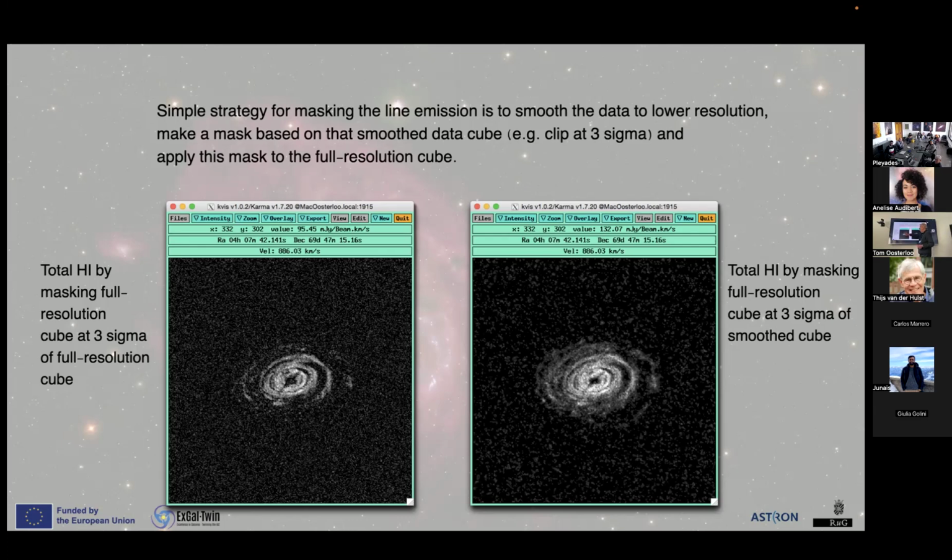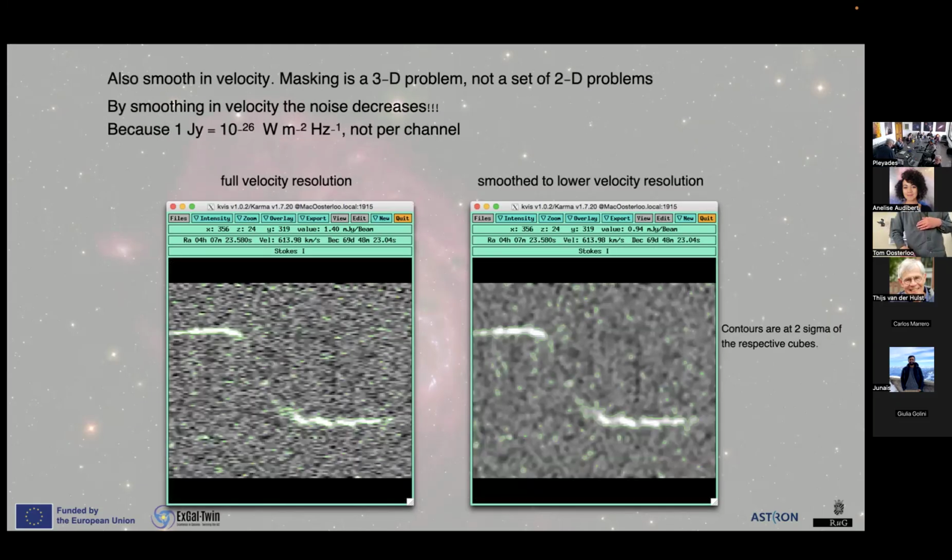So this is if I take my full resolution cube and clip it at 3 sigma, the noise of the full resolution cube, and then I add the channels. So I see some galaxy, but I also see a lot of noise peaks. This is when I do the smoothing, define the mask on the smoothed cube, also 3 sigma, and apply that mask to the original. Then I get this one. You can see, certainly in the outer regions, I see a lot more HI. So this smoothing helps to improve the signal to noise of extended emission, and you can better mask the data.